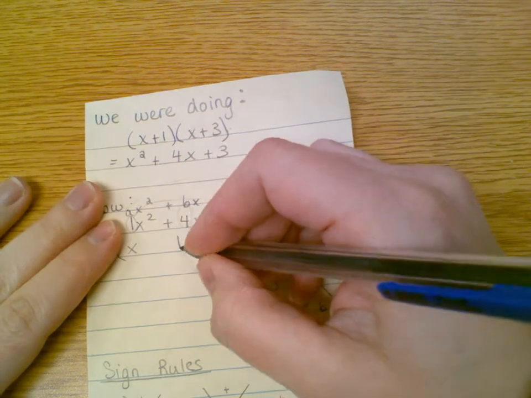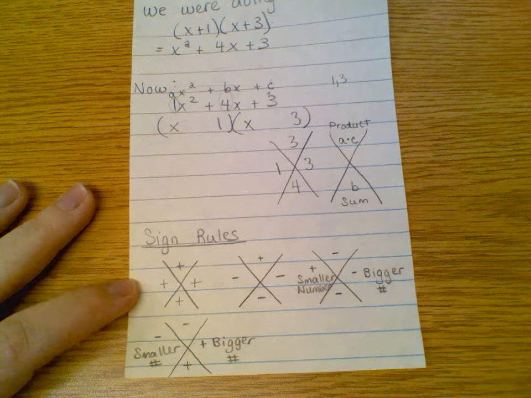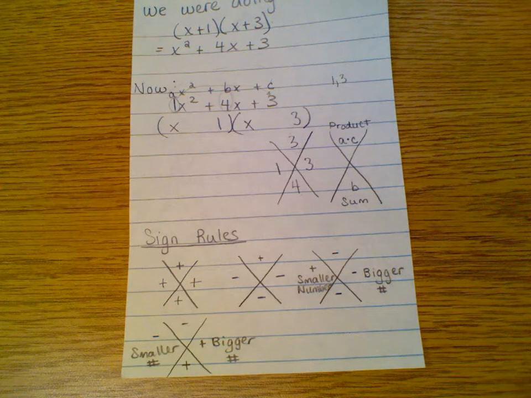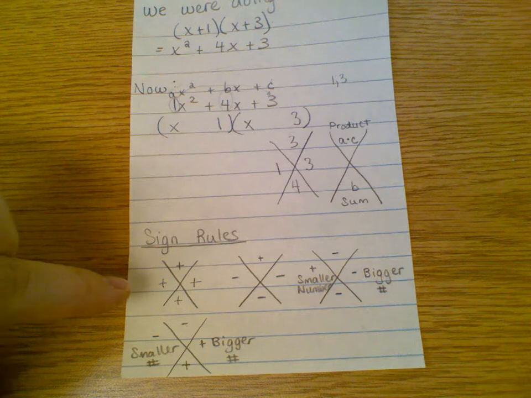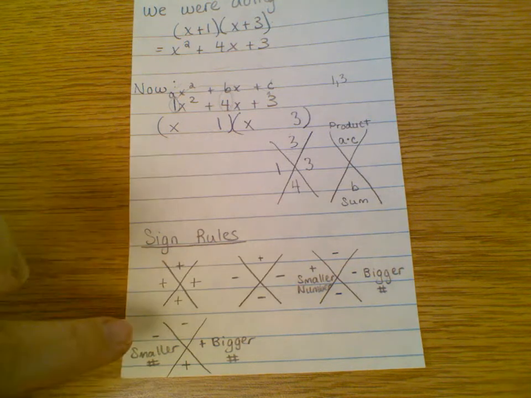So I would put in my numbers 1 and 3, and then I would figure out what my signs would be. Mr. Gahan and I figured out some different sign rules that you might be able to use. I would encourage you to copy this down, maybe in your Chapter 8 note packet, and use this when you get ready to do your sign rules.